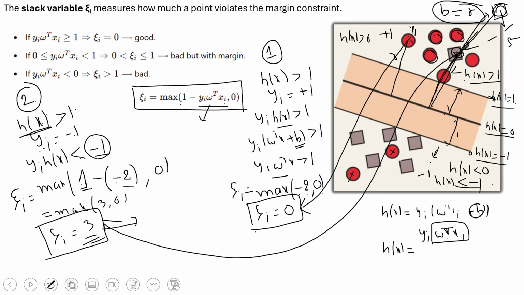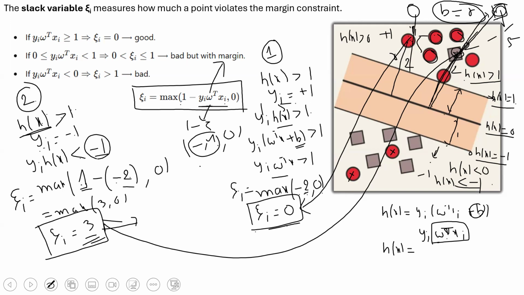But for rightly classified points, that will always become 0. Let's suppose for this point, the distance is taken as 2. If we have another red dot here, the distance is 5. So this distance is 5. 1 into 5 is positive. So 1 minus 5 will become minus 4. Maximum of minus 4 comma 0 will again become 0. Understood. So this is becoming negative.